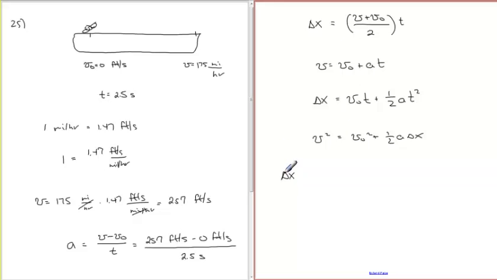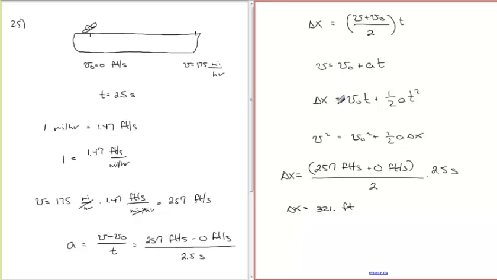So delta x is v, which is 257 feet per second, plus 0 feet per second, that's the initial velocity, divided by 2, times 2.5 seconds. So delta x is 257 times 2.5 divided by 2. 321 feet, which is about the length of a football field. And we're going to just use three significant figures.